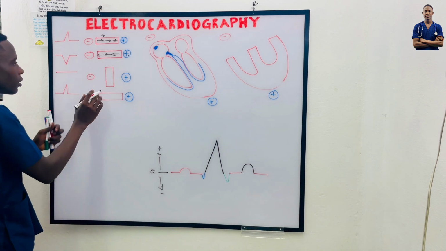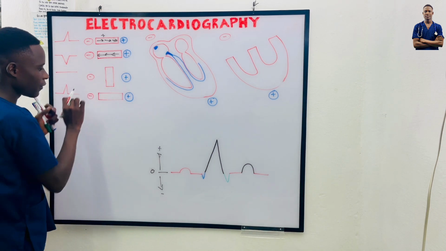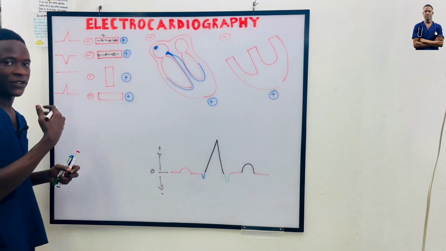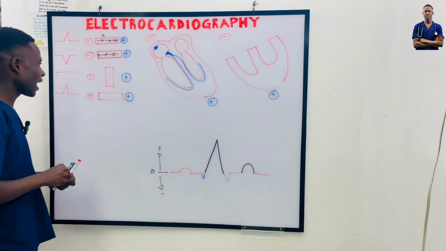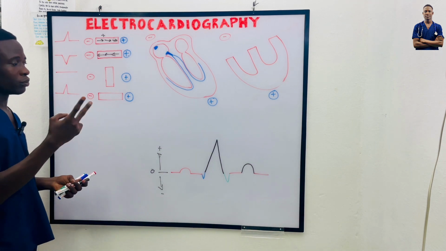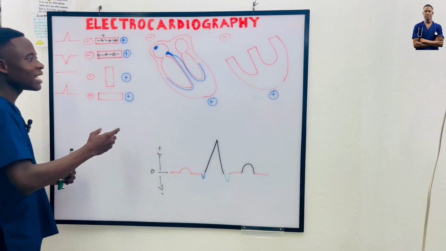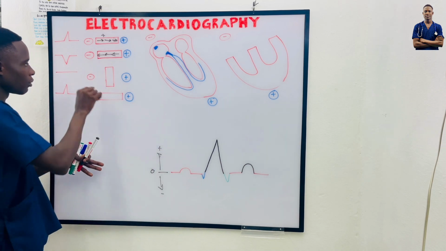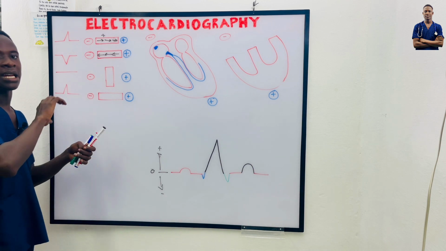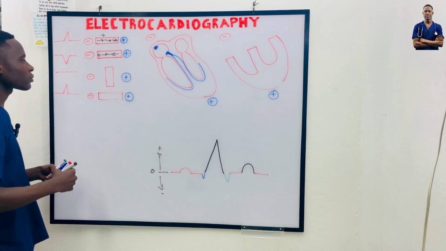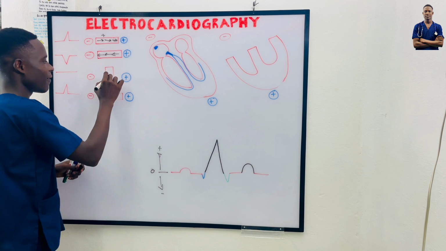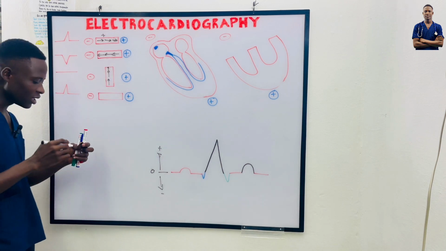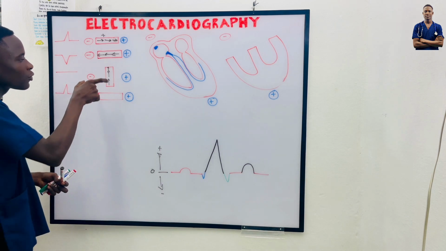Now, we have a straight line over here. We can see it over here too. This is what we call the isoelectric line. The isoelectric line happens in two main ways. One, when there's no electrical activity or no movement of the vector, we record that as an isoelectric line. And two, when the vector that we generated is moving perpendicular to the electrode.